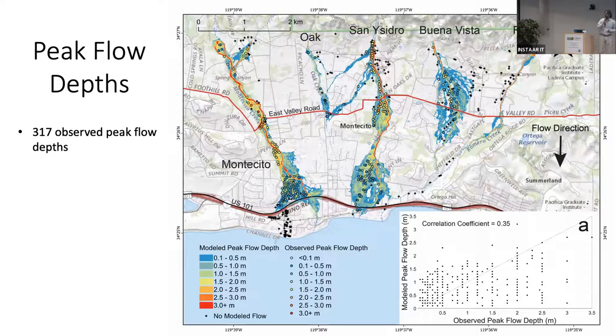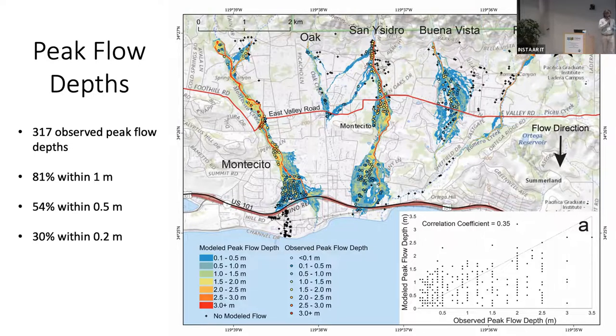We also looked at how the model performed against peak flow depths. So the model outputs information regarding peak flow depth. And the USGS team that gathered information regarding the extent of inundation also made several hundred observations of the peak flow depth of the flows that occurred. 317 of those points overlapped with the extent of inundation from the best fit calibrated parameters for the Montecito dataset. So we looked at how the peak flow depths compared at these 317 points.